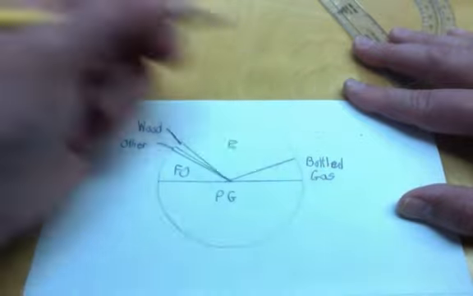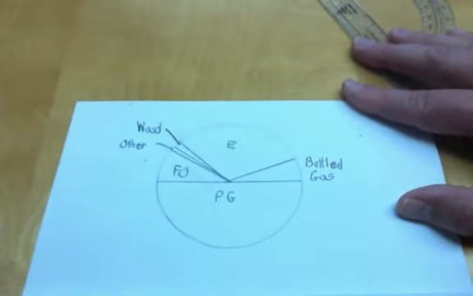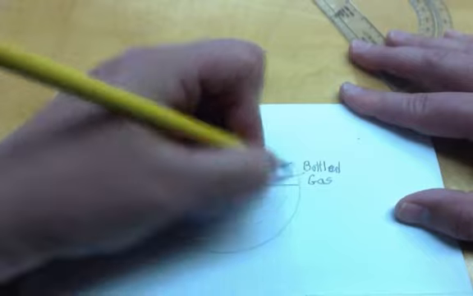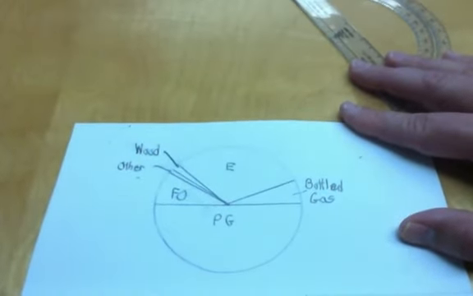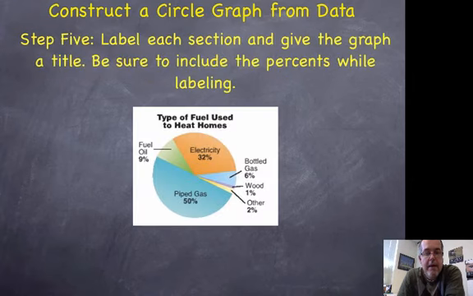Alright, so there is that, and that is how that looks in the end. And so finally, step 5 is to label each section and give the graph a title. Be sure to include the percents while you're doing the labeling. So you'll notice on the bigger sections where you can fit everything, we've actually written it into their section.